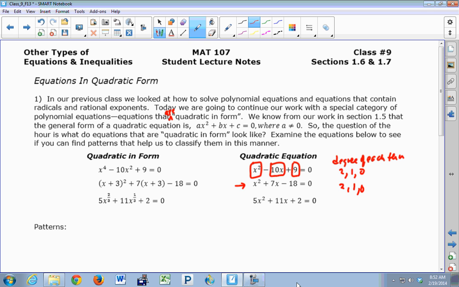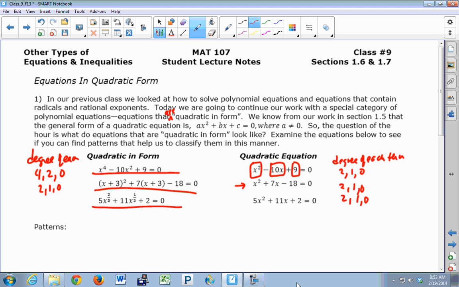2, 1, 0. 2, 1, 0. Let's take a look at the degree of each term here. So what about this one? What would be the degree of each one of these terms in order? 4, 2, 0. What about this one? 2, 1, 0. So that's exactly the same as all of the quadratics on the right side.